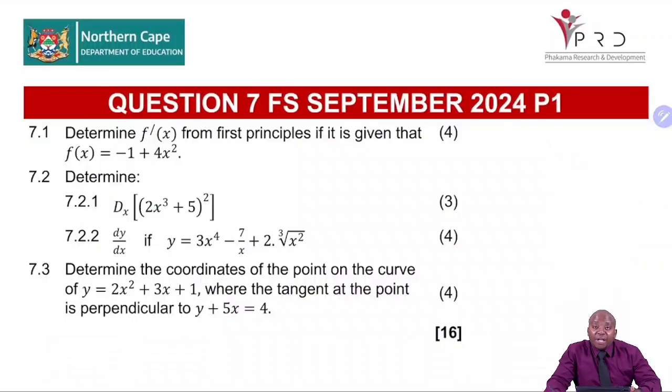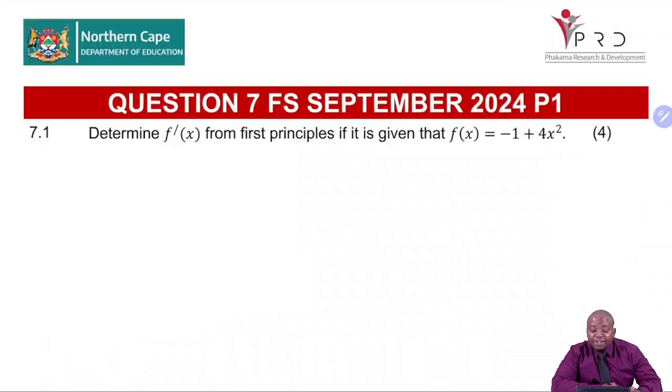Welcome back, grade 12s. Let us now focus our attention to this question 7 from Free State. We are going to look at 7.1. 7.1 reads as follows: determine f prime x from the first principle if it is given that f at x equals -1 plus 4x squared. What are we given here? We have to look at this one.